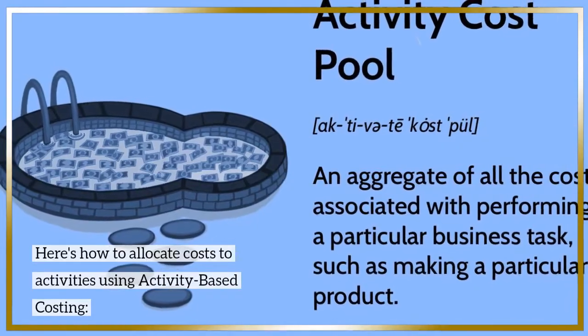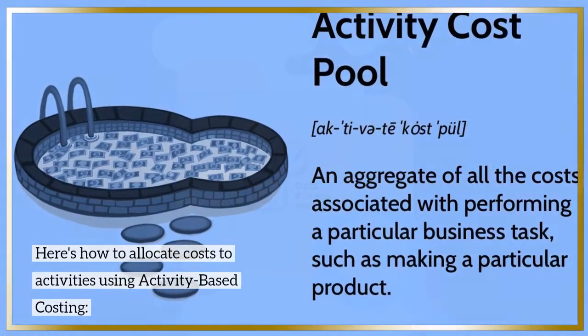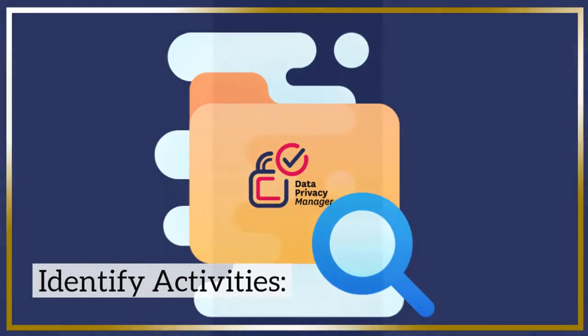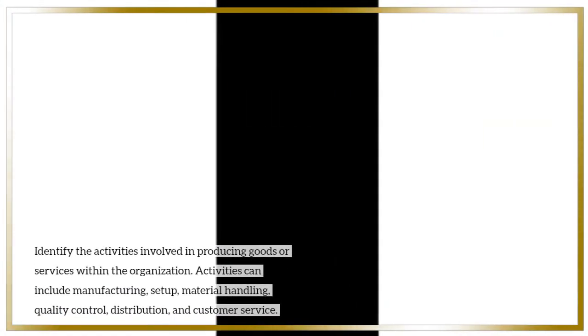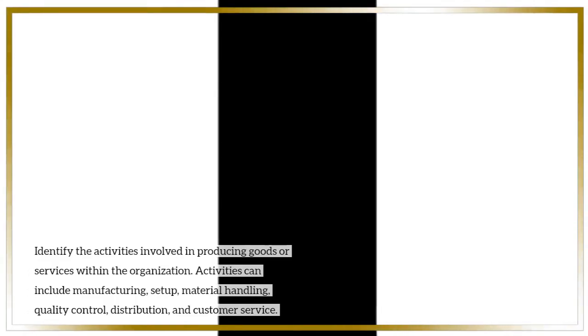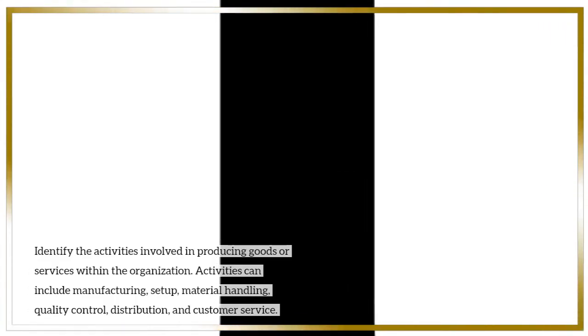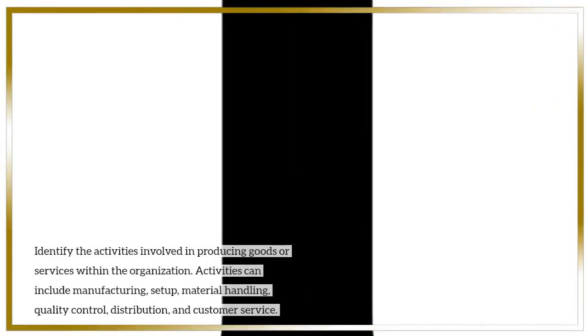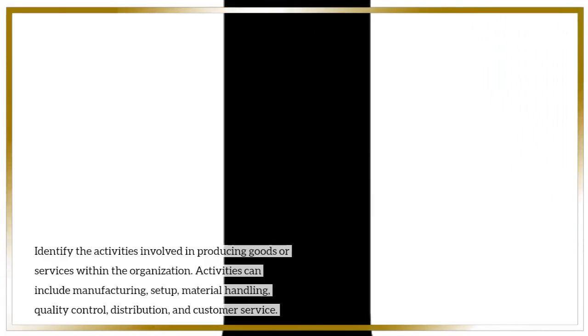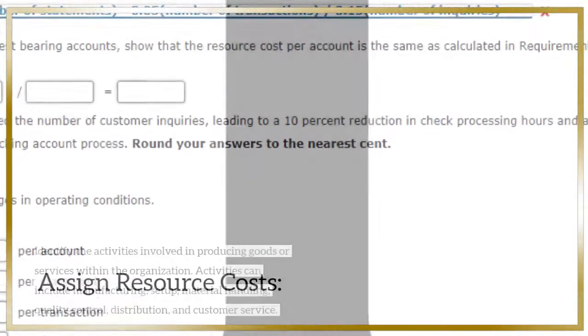Here's how to allocate costs to activities using activity-based costing. Identify activities. Identify the activities involved in producing goods or services within the organization. Activities can include manufacturing, setup, material handling, quality control, distribution, and customer service.